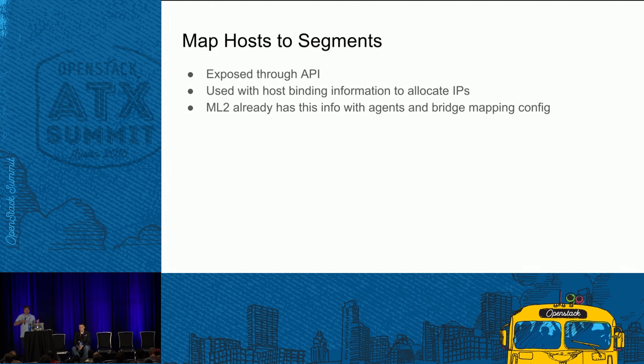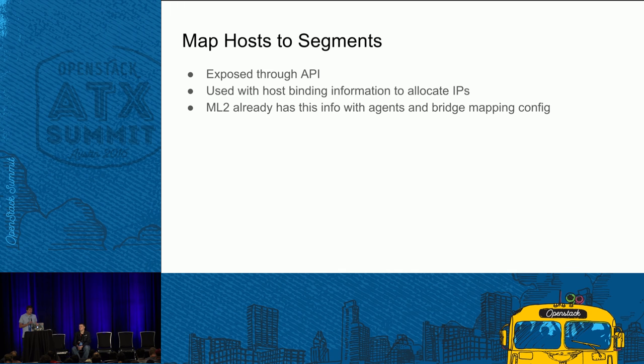So now we've got subnets. We've got multiple L2 domains, each with its own addressing. The next problem is how do we tell which hosts are connected to which segment? Because now it matters. When we create a port on a network, we can't just give it any IP address from the network. We've got to know which segment that port is going to be used on. And so the next model element that we're adding in Neutron is this map from hosts to segments.